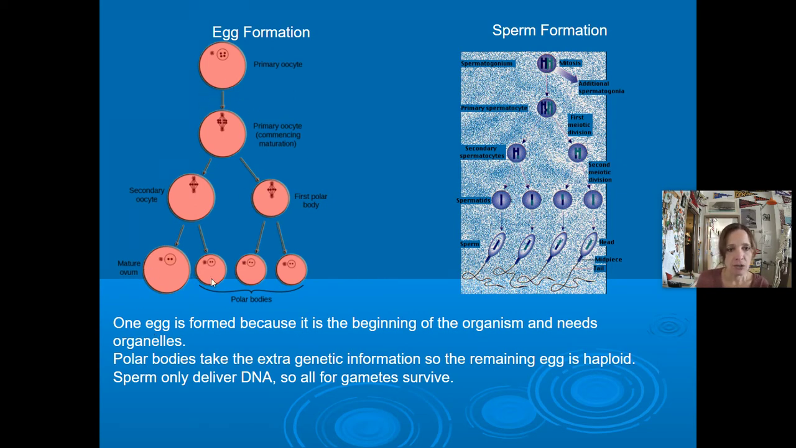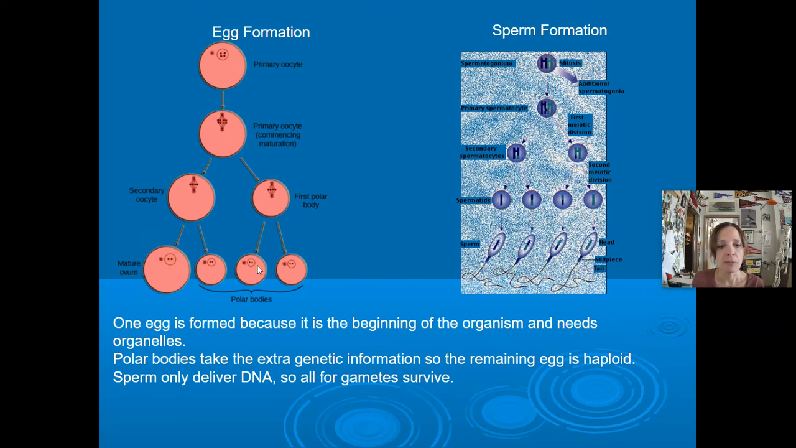So the important thing to know about this is with egg formation, only one egg actually gets produced and becomes mature. Then these 3 are called polar bodies, and they just dissolve. The reason for this is because all of the organelles and everything needs to be in this mature egg because it's what's going to become the baby.